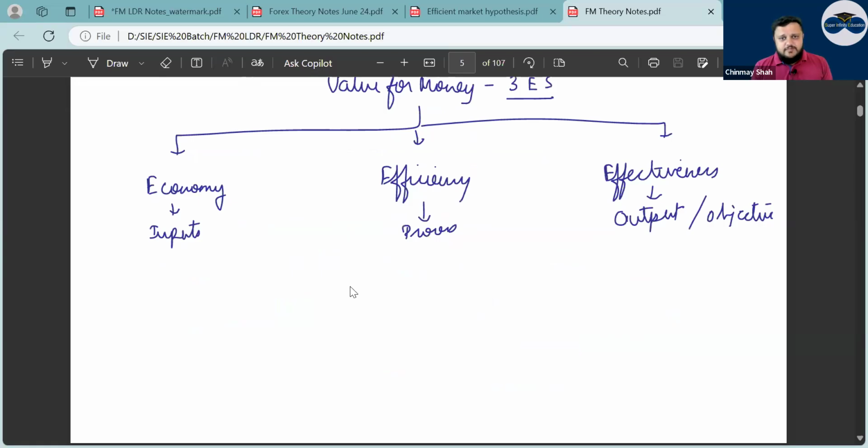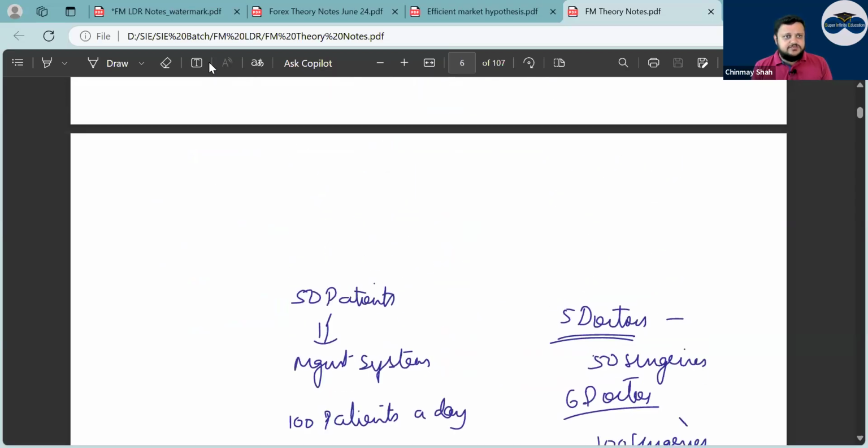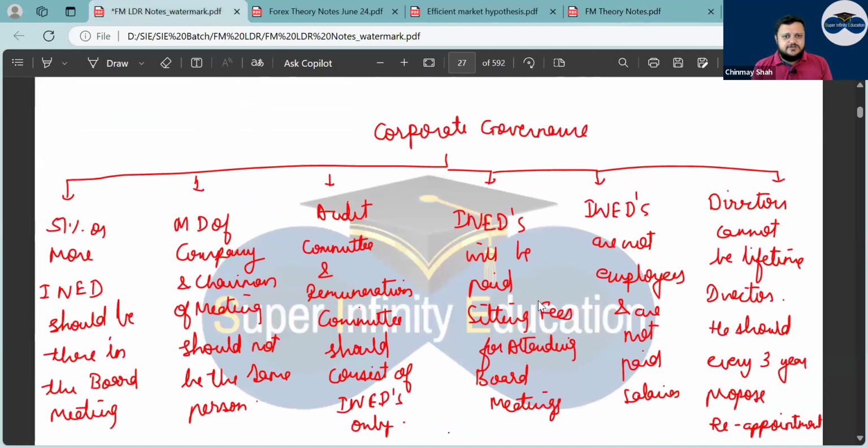And then come to this part of here, if I'm not wrong, come back to these notes, LDR notes. I'll give you the theory notes, don't worry.